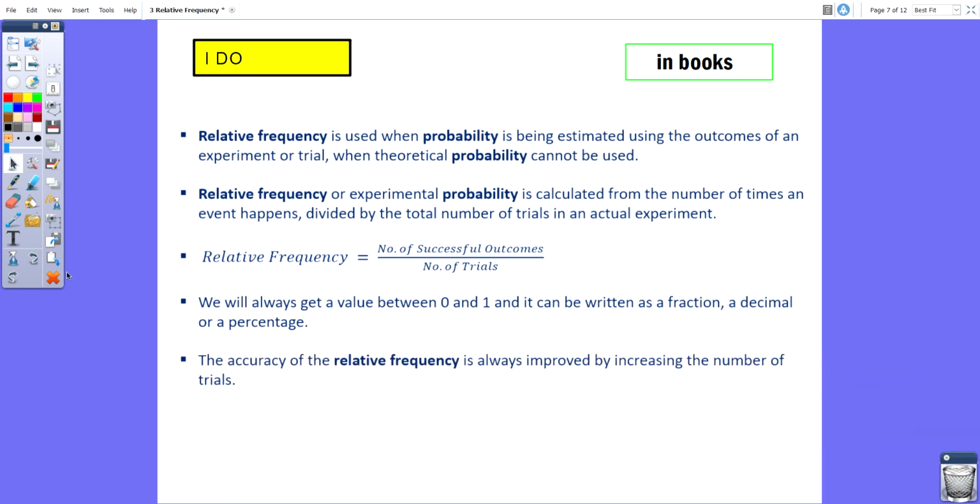Finally, our law of large numbers: the accuracy of the relative frequency is always improved by increasing the number of trials we do.